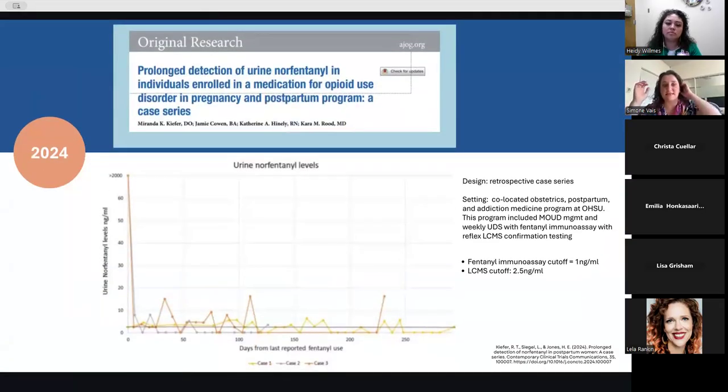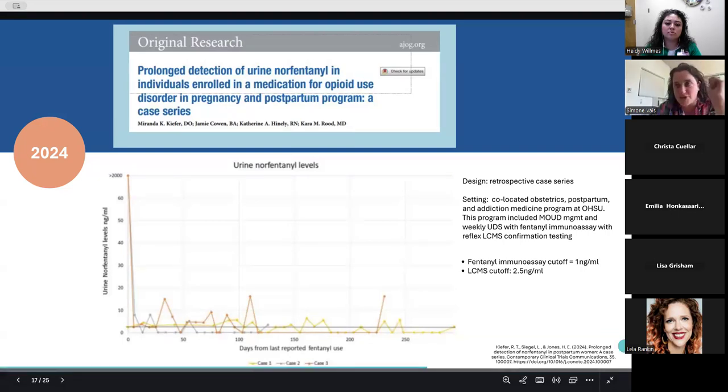I think this study in 2024 is super helpful for understanding what it looks like. So this is a case series of 3 individuals from a postpartum addiction medicine program, similar to the one that I work in, looking at their norfentanyl levels after they stop using drugs. And I want to talk about case 1, which is in yellow.